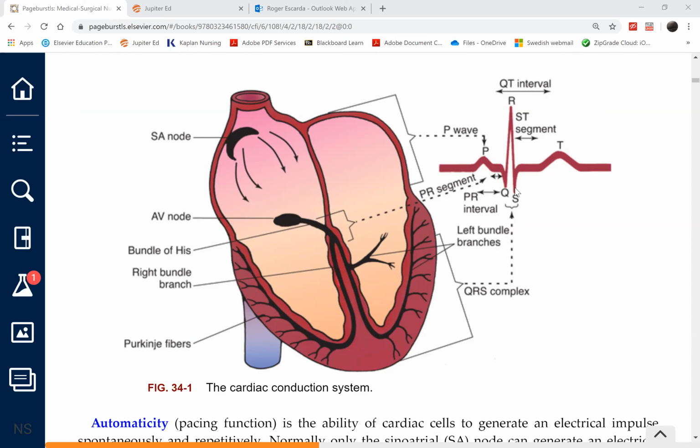And then there is another short period wherein there is no electrical activity happening in the heart. So you can say this is early ventricular repolarization. And then the T wave here represents ventricular repolarization. If you go back to A&P, this is the time when the cells become more positively charged again. Here there is no electrical activity.